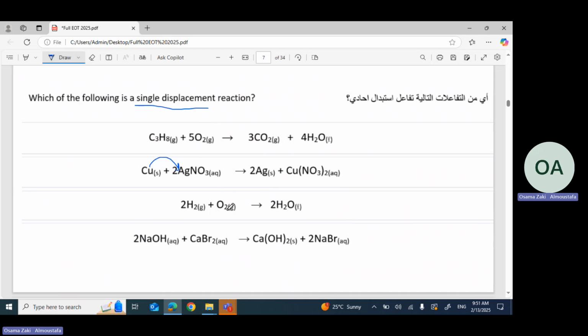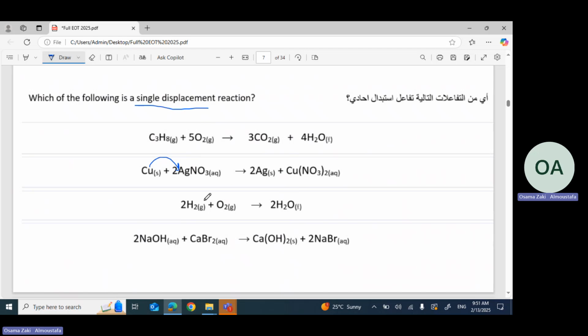Third one here, we have oxygen before the arrow. So this is a combustion. And you can see we can say that this is also a synthesis reaction, because here we have two chemicals. They combine together to form only one. So we can categorize this reaction as synthesis, since we have two chemicals, they combine together to form only one.